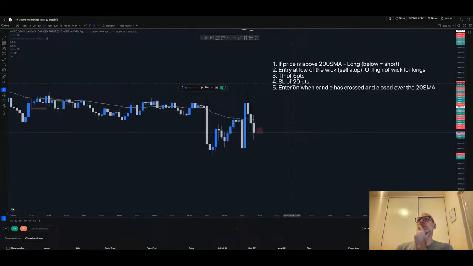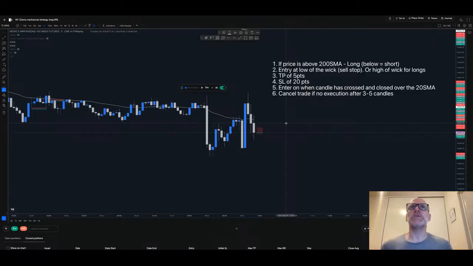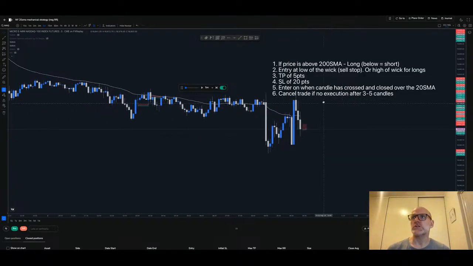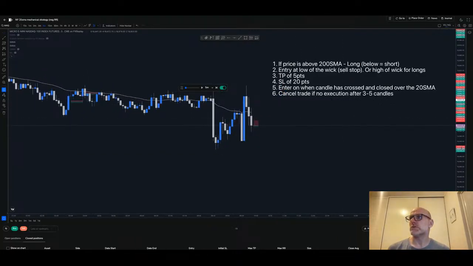What else is there? Any others? The only other one I would say is cancel the trade if no execution after 3 to 5 candles. So if it hasn't executed after maybe 15 minutes, I am going to cancel the trade. I'm only going to do about 10 or 15 on this live, and I'll do another live, and I'll just continue doing lives until this strategy is finished with. So I think we'll just continue on.